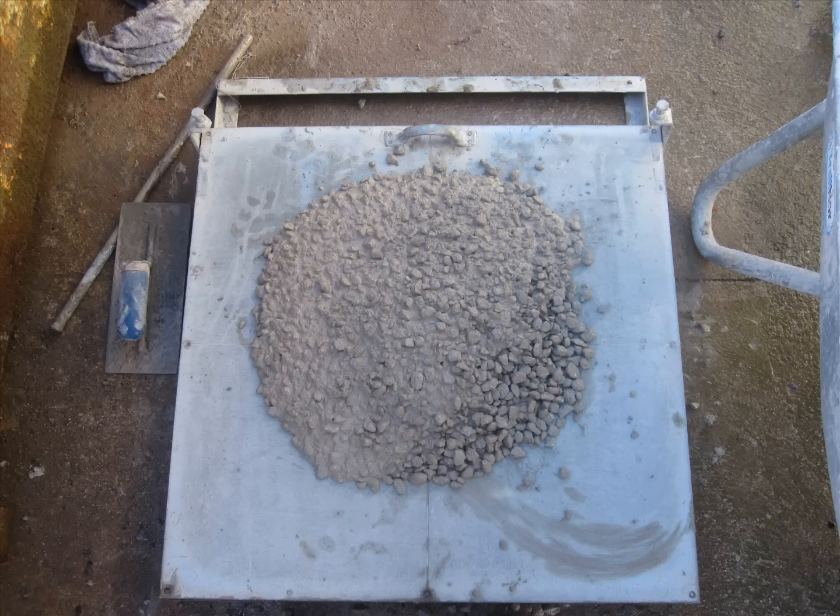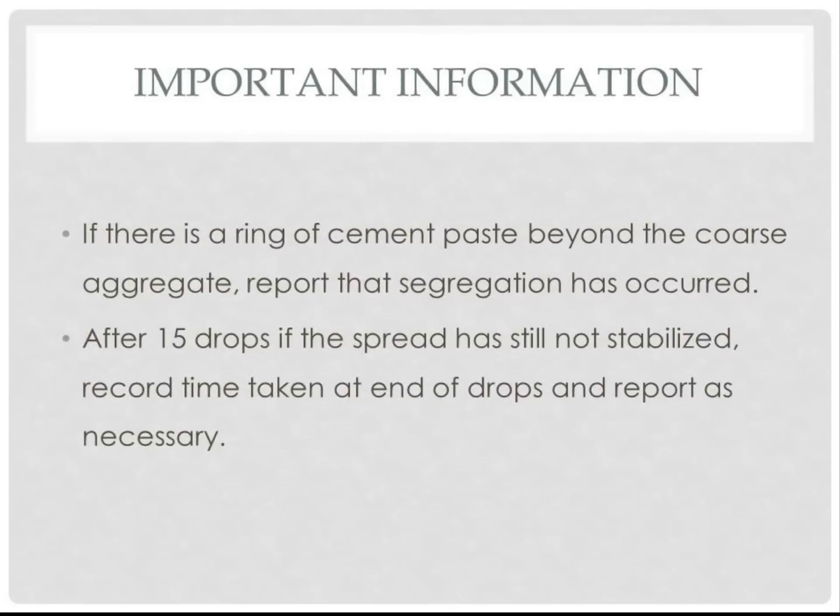The flow from the test is illustrated, and when calculated it worked out at 510 millimeters. If there is a ring of cement paste beyond the coarse aggregate, report that segregation has occurred. After 15 drops, if the spread is still not stabilized, record the time taken at the end of the drops and report as necessary.